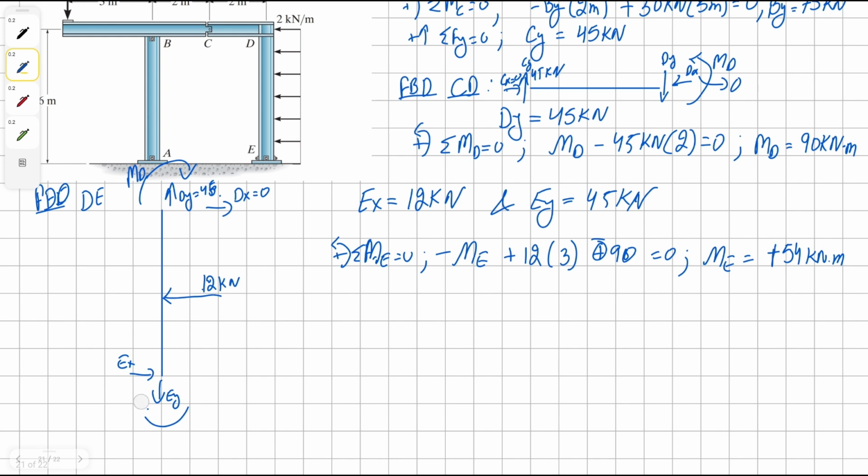So our moment is, never mind, I took a wrong sign here. So we have counterclockwise moment E, counterclockwise 12 kilonewton, and clockwise moment D. And so for it, we get a solution as 54 kilonewton meter counterclockwise. That's good.